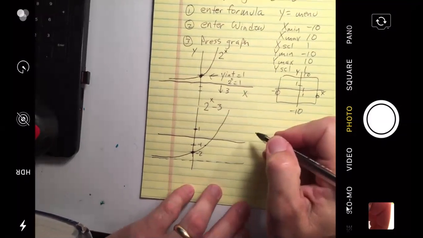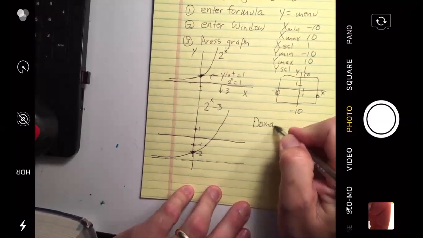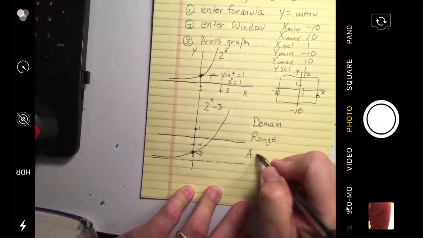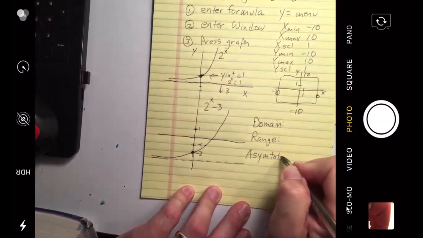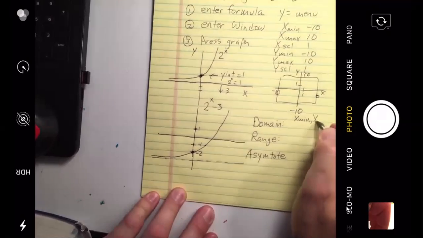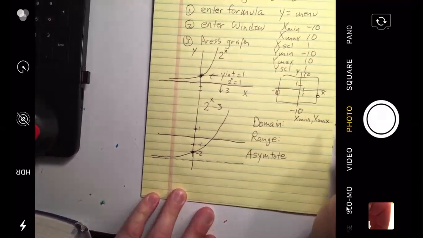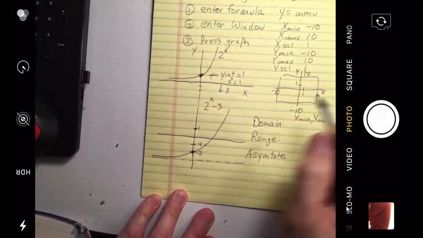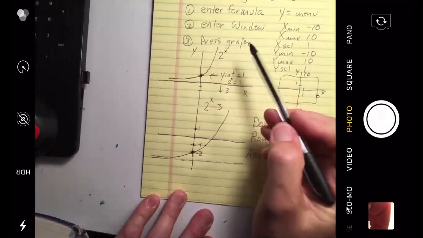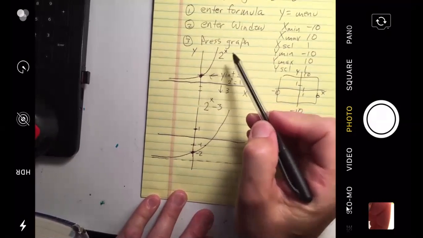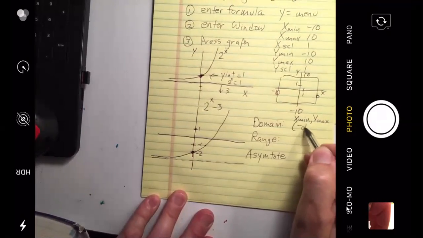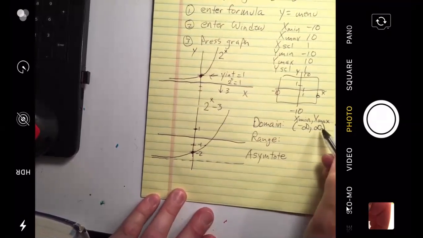They now want 3 things off of this: domain, range, asymptote. Domain is your x min, comma x max. All exponentials sweep, they have no problem. You can take 2 to any number. So these go from negative infinity to positive infinity. You can also say all real numbers.